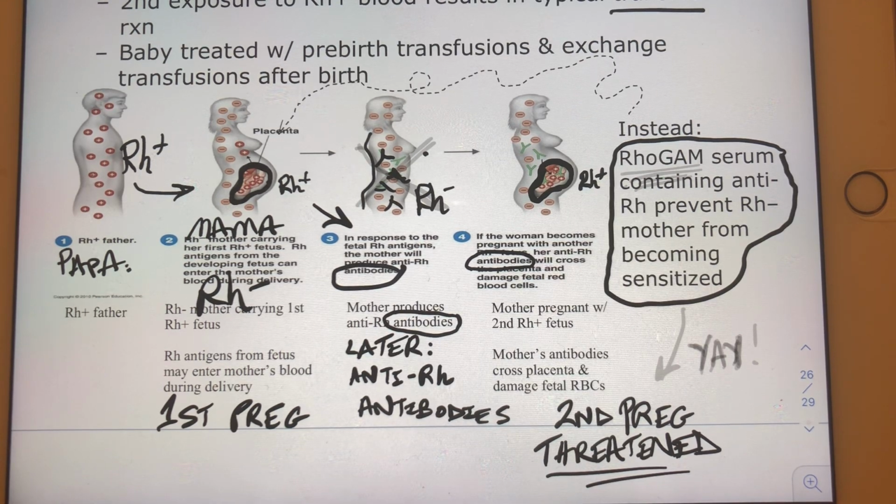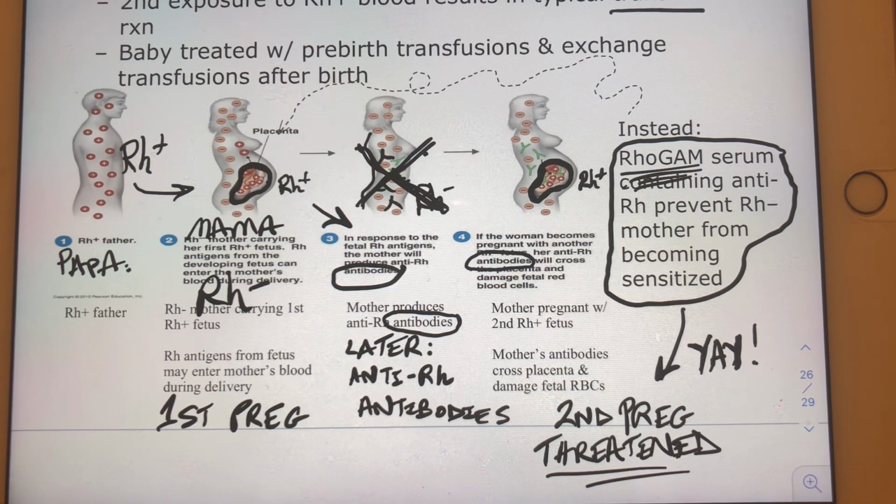And RhoGAM is essentially a medication that tells Mama's body, hey, you don't need to make any of those anti-Rh antibodies. You just thought there was an Rh positive fetus inside of you. Everything's fine. Don't worry about it. Okay? And that means that Mama, even later on, isn't going to make those anti-Rh antibodies so that the second pregnancy can proceed. Okay? But yes, during that second pregnancy or any other subsequent pregnancies, if we have Rh negative Mama, we're going to treat every time with RhoGAM.